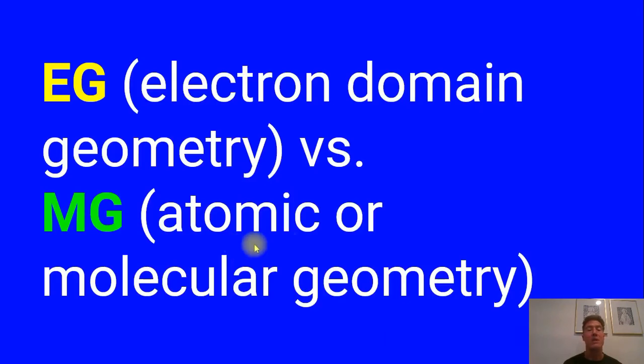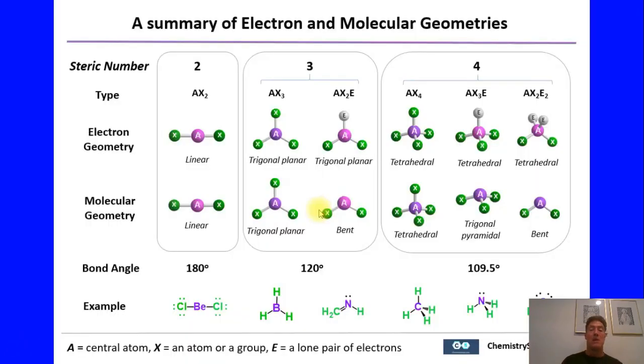Again, it's important to distinguish. Are we talking about the geometry of all the electron domains? That's known as the electron geometry. Or are we talking about the geometry of the atoms surrounding the central atom? We call that molecular geometry. So remember, the electron geometry is always going to be fixed. So if it's 2, it's linear. If it's 3, it's trigonal planar. If it's 4, it's tetrahedral. If it's 5, it's bipyramidal. If it's 6, it's octahedral.